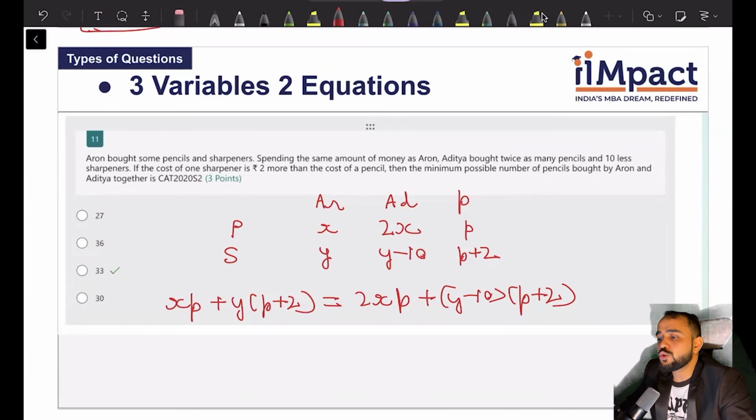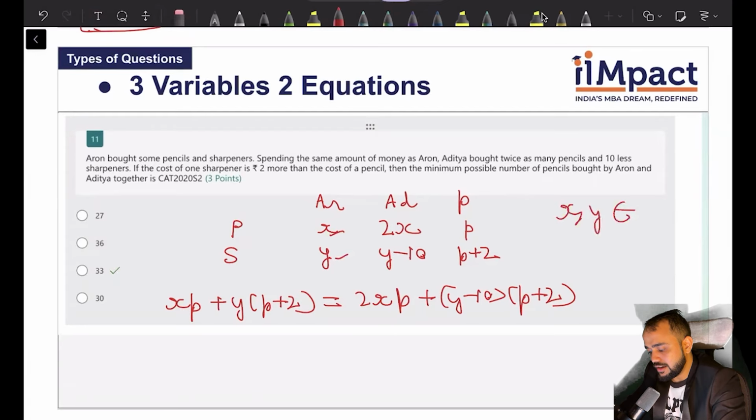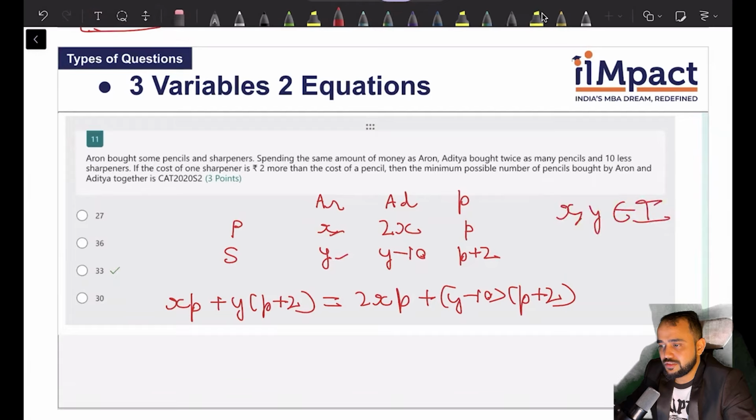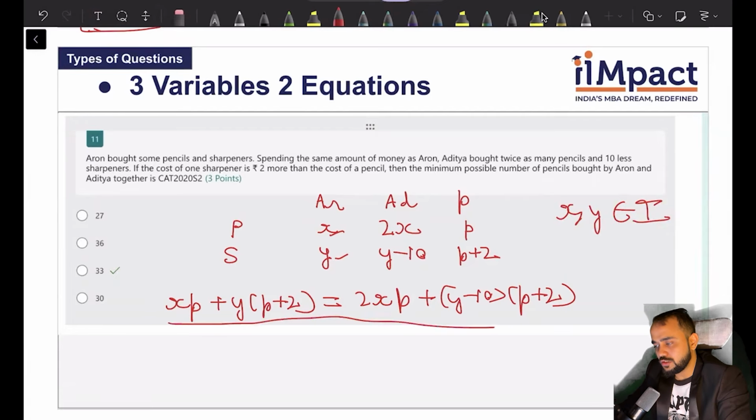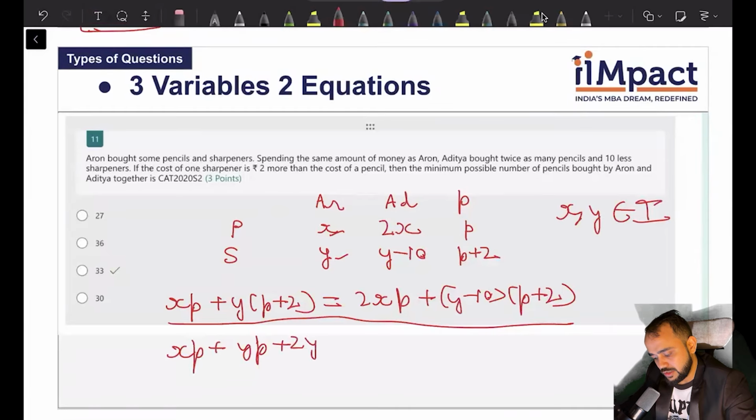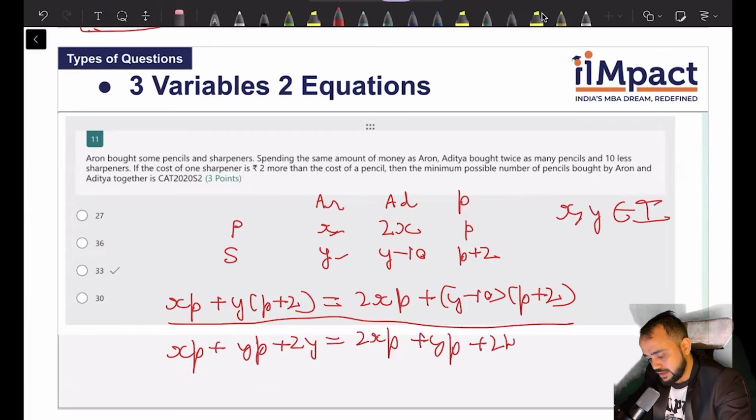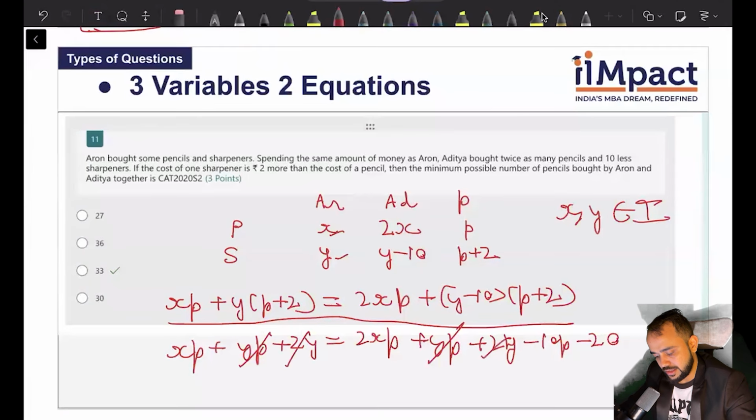What are the constraints that you have? x and y are integers. So you have two constraints, that x and y are integers, and obviously positive integers. All right, so let us first solve this. No need to get disheartened. This is xp plus yp plus 2y is equal to 2xp plus yp plus 2y minus 10p minus 20. So yp cancels, 2y cancels, xp cancels, and somehow they have given me an equation where y is vanishing. y is not even part of the picture, which makes it easy for me, right?